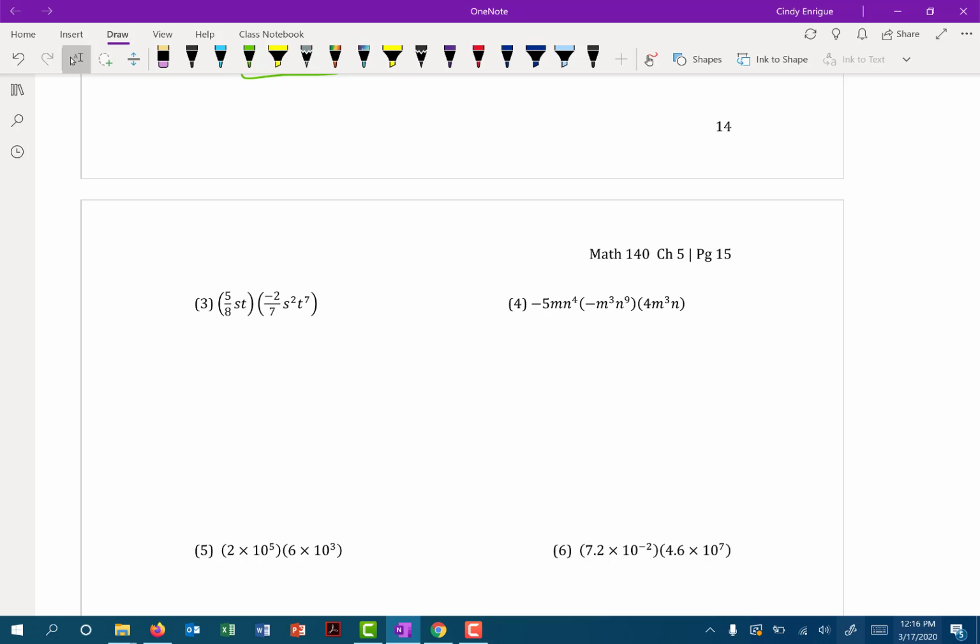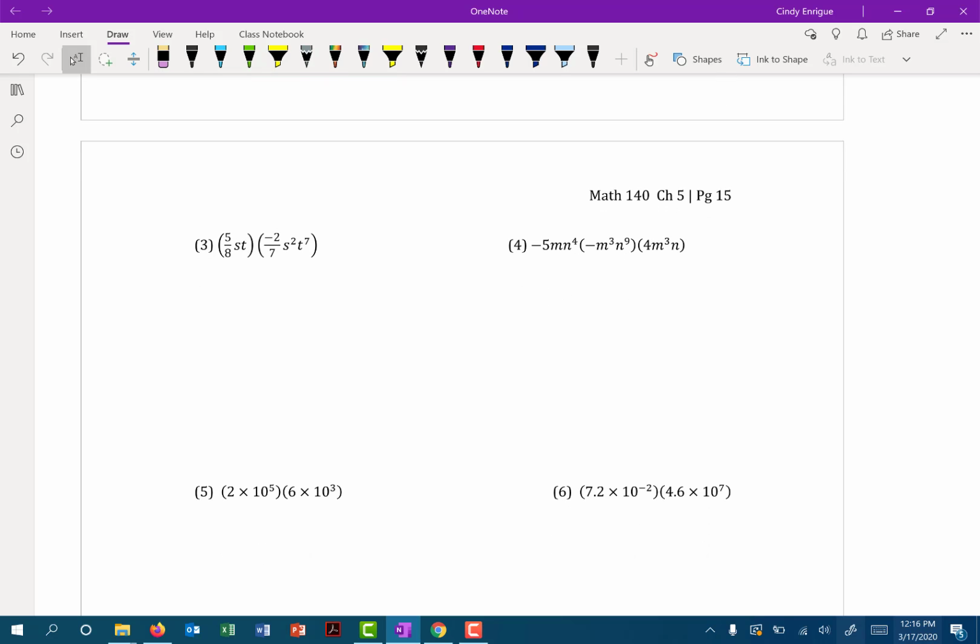I also have the same thing going on for number 3 and number 4. It's all about rearranging so it makes your life a little bit easier when you're nice and organized. So I'm just going to rewrite this. So I'm going to have my 5/8 times my negative 2/7. Number times a number. I have an s and an s squared. I have a t and a t to the 7th. So now that I group them together, it makes my life a lot easier.